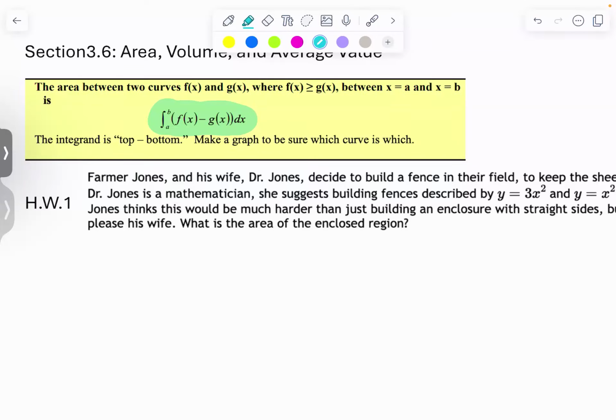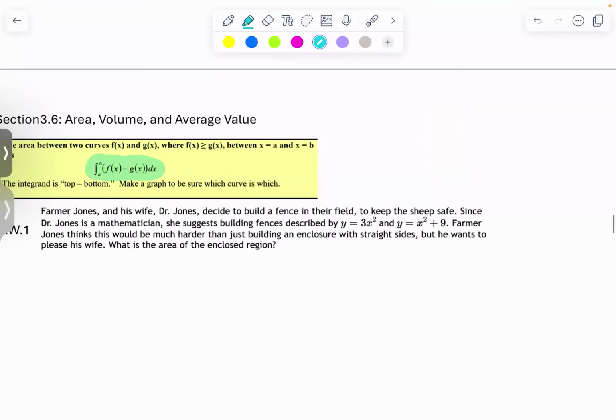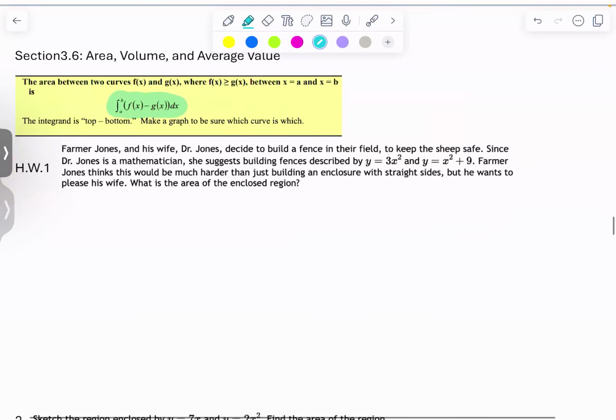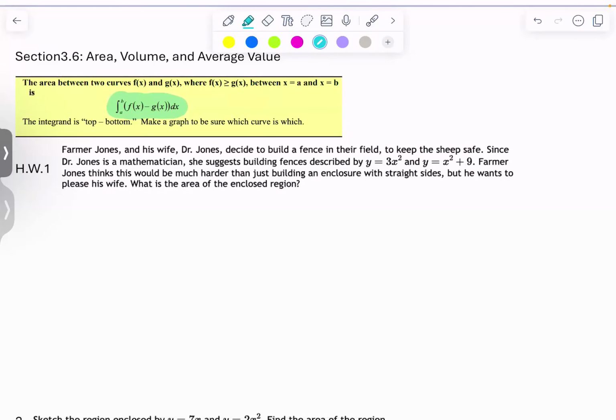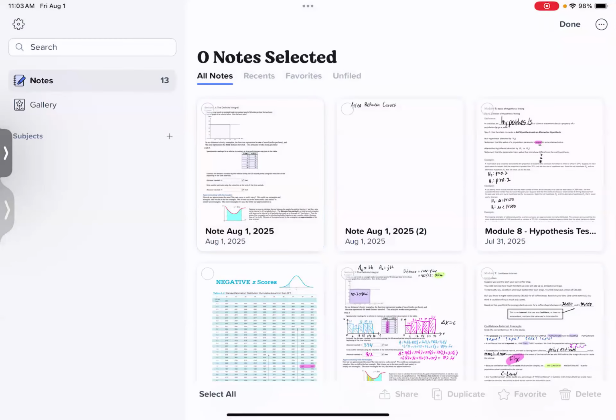We have Farmer Jones and his wife, Dr. Jones, who decide to build a fence in their field to keep the sheep safe. Since Dr. Jones is a mathematician, she suggests building fences described by y equals 3x squared and y equals x squared plus 9. Farmer Jones thinks this would be much harder to build than just building with straight sides, but he wants to make his wife happy. What is the area in the enclosed region? I'm going to use a bigger sheet of paper here, just so that we have more space.